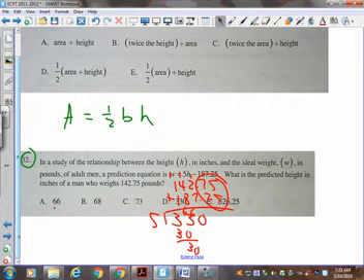Okay, so the college placement test, that gets us through the whole thing. So next thing I want to do is I want to talk about B, multiple choice.